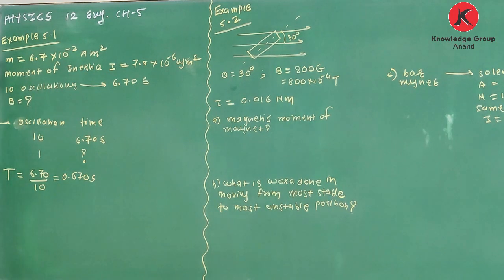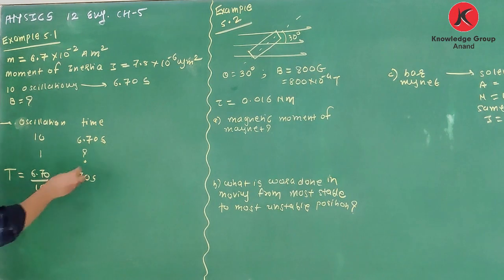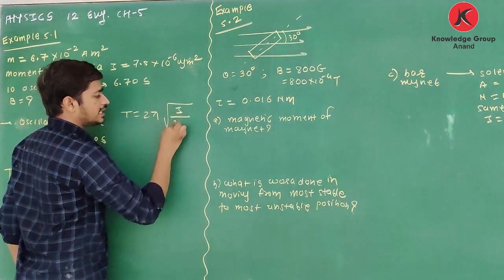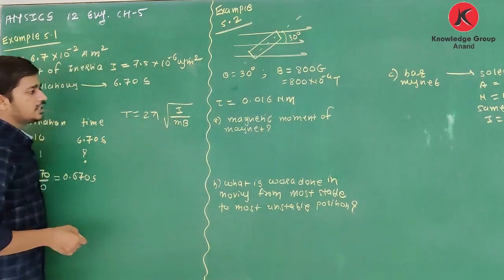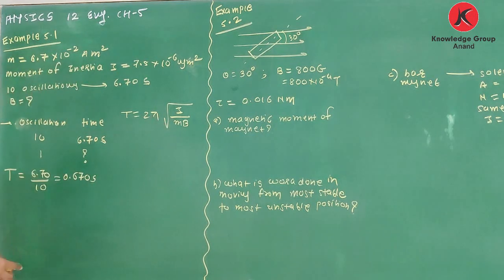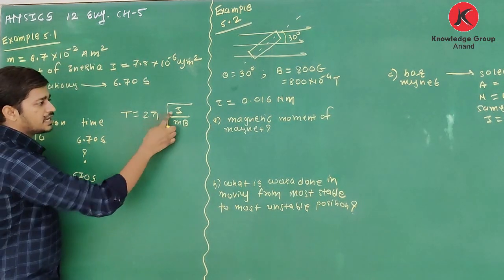What is the relation between magnetic moment, moment of inertia, magnetic field, and T? Yes, you know one equation. T is equal to 2 pi under root I upon M. T is equal to 2 pi under root I upon MB. Yes, you know this equation. So you just have to put the values of 2 pi, I and MB.